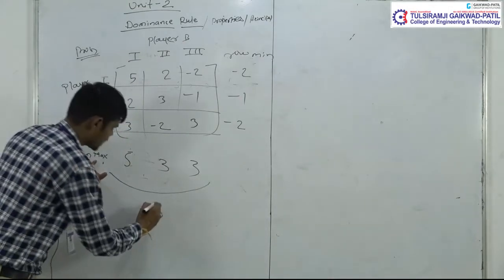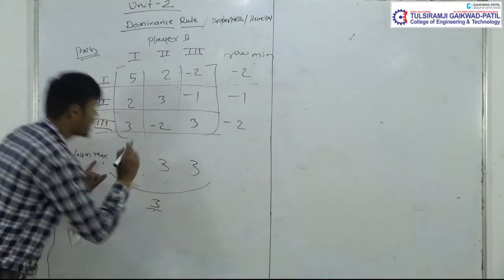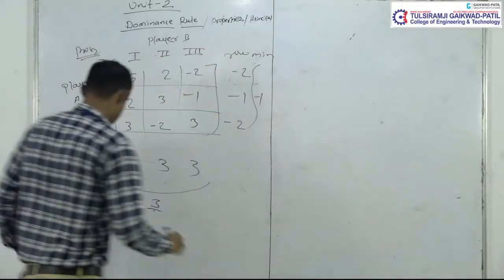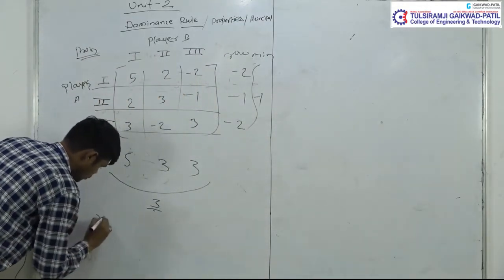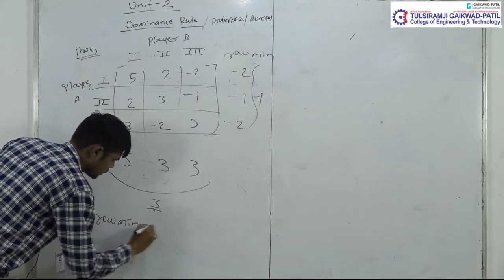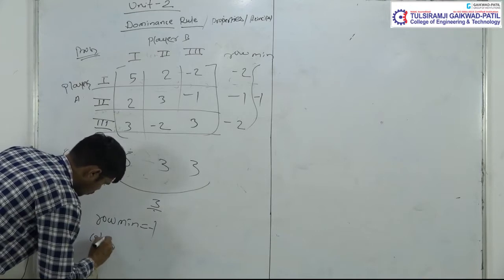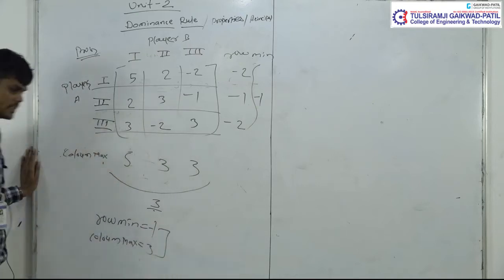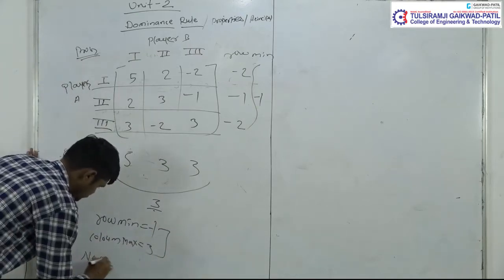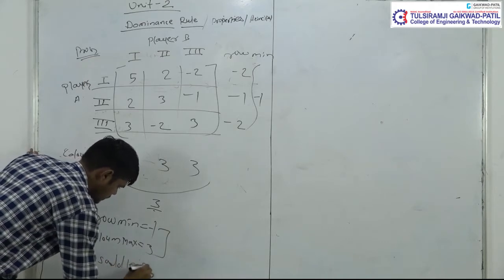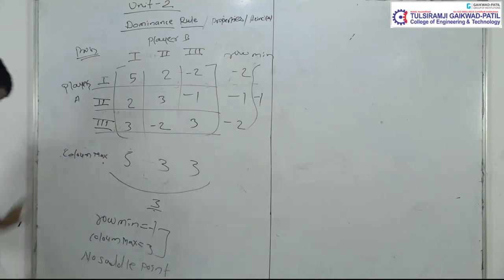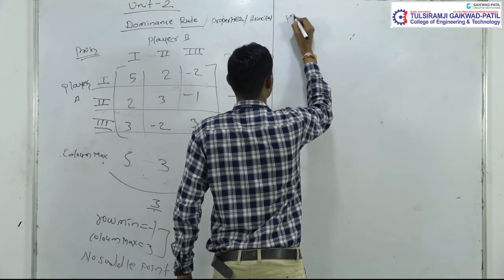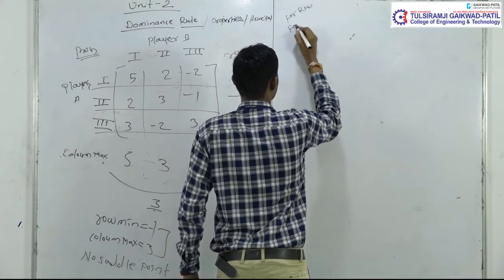Column maximum is the minimum of these maximum values, which is 3, and row minimum is the maximum of the minimum values, which is minus 1. That is, row minimum equals minus 1 and column maximum equals 3. Both values are not the same, so there is no saddle point. Next, solve the dominance rule for row and for column.